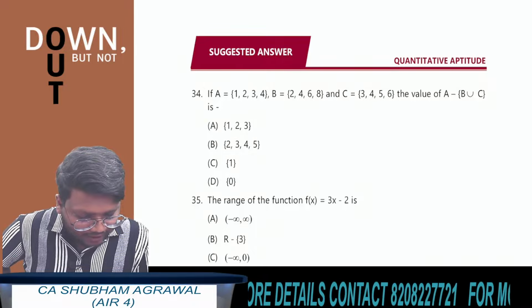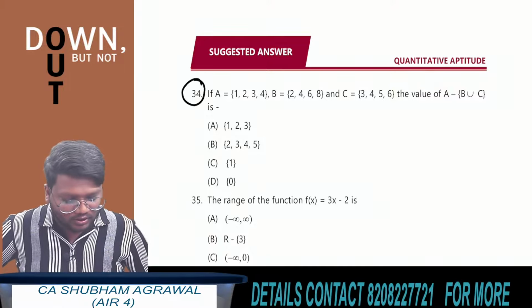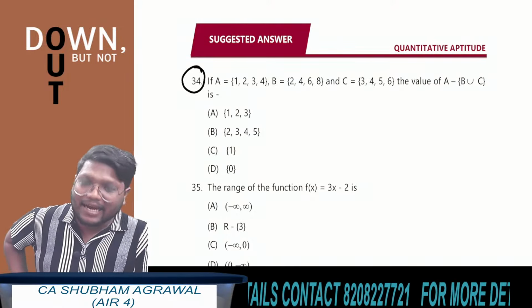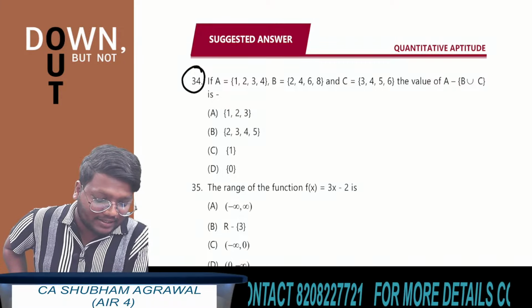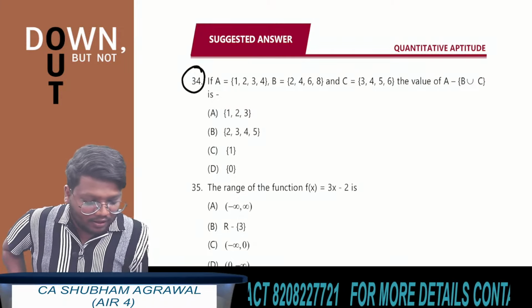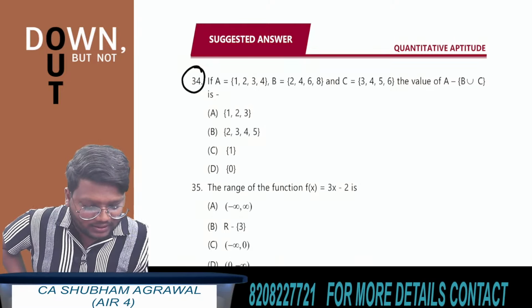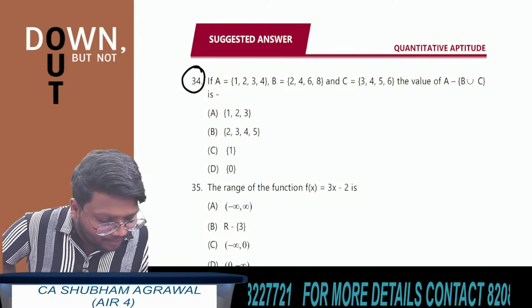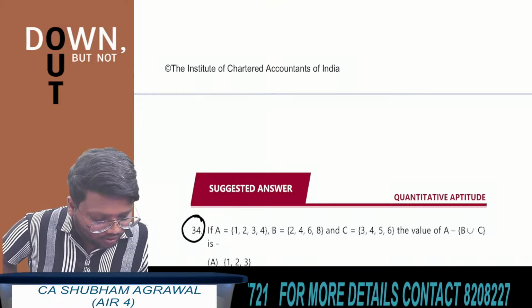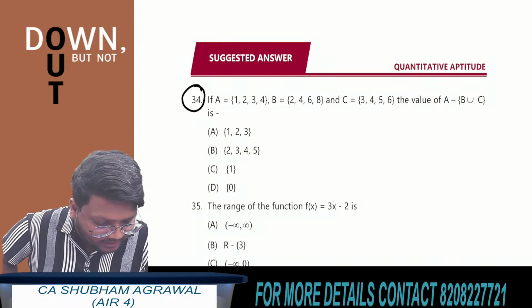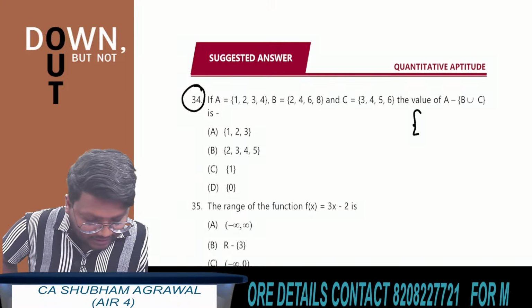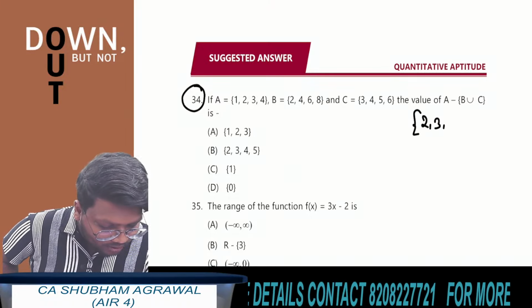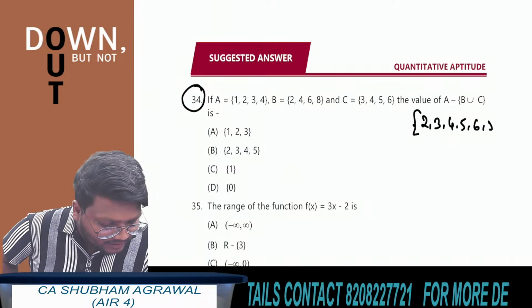This question number 34 is also from sets. Set A contains the elements 1, 2, 3, 4. Set B contains the elements 2, 4, 6, 8. And set C contains the elements 3, 4, 5, 6. Value of A minus B union C is. First find B union C. In this question, all of you quickly first find what is B union C. So B union C is 2, 3, 4, 5, 6, 8.